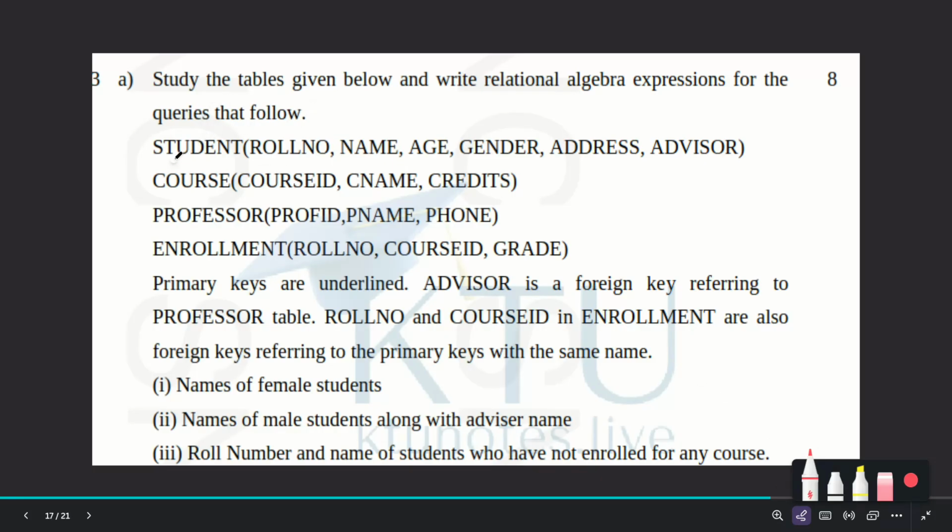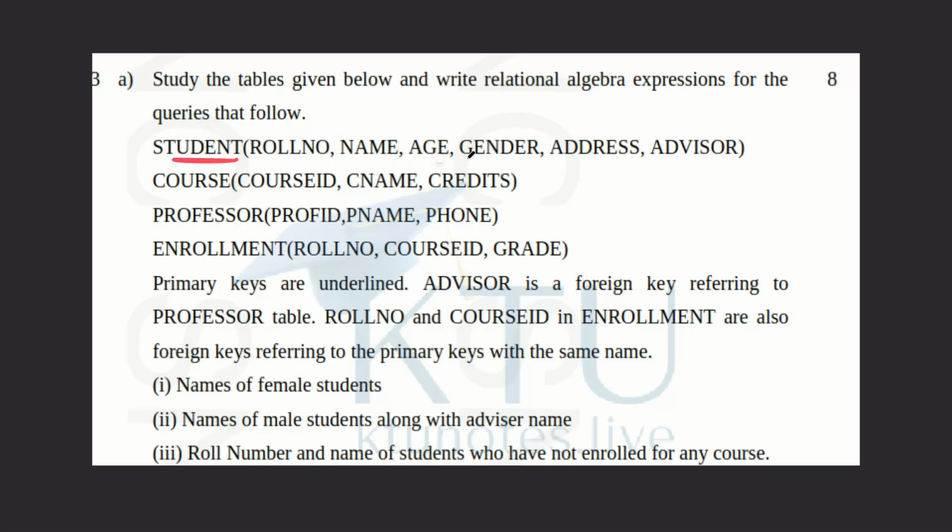Here you have the student table which has the roll number, name, age, gender, address, advisor. Course has course ID, C name, credits. Professor has professor ID, P name, phone. Enrollment has roll number, course ID and grade. Here primary keys are underlined. That's not underlined in the question, of course, so let me underline it for you. Roll number would be a primary key, course ID would be a primary key, professor ID.